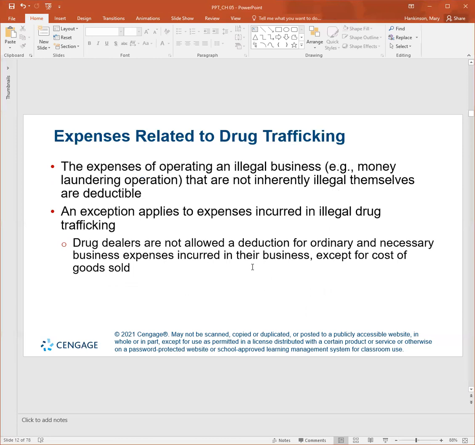So let's talk about expenses related to drug trafficking. Interestingly, the expenses of operating an illegal business that are not inherently illegal themselves are deductible. While allowing deductions for illegal activity may seem inappropriate, recall that the law taxes net income from a business operation, not gross revenue. An exception applies to expenses incurred in illegal drug trafficking. Drug dealers are not allowed a deduction for ordinary or necessary business expenses incurred in their business, except for cost of goods sold.